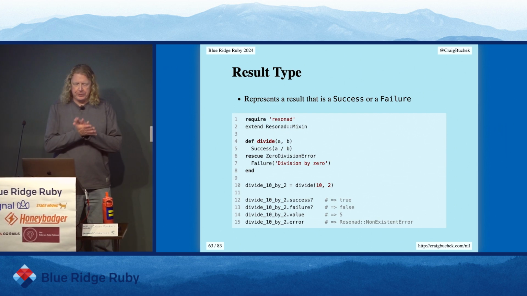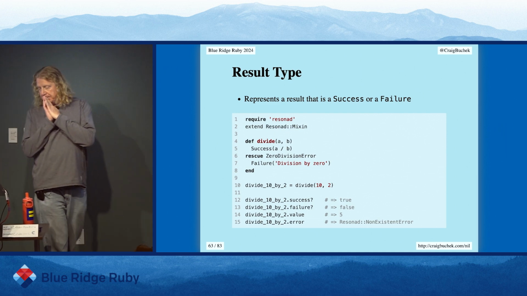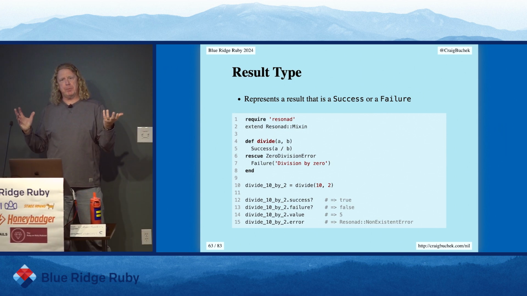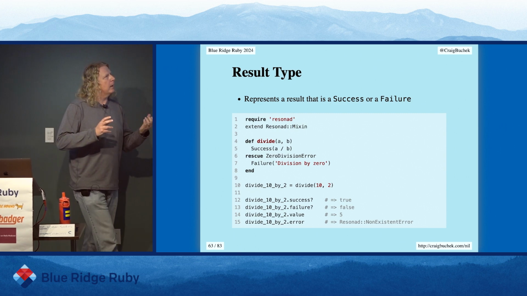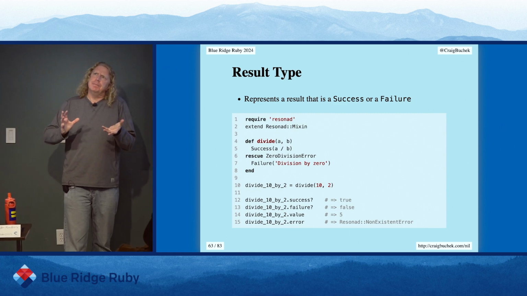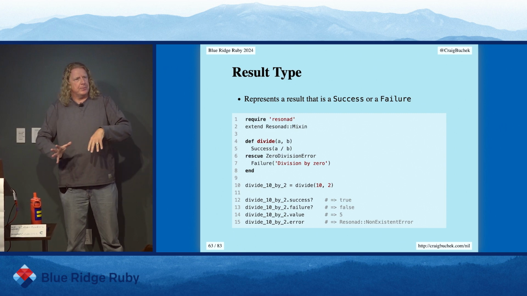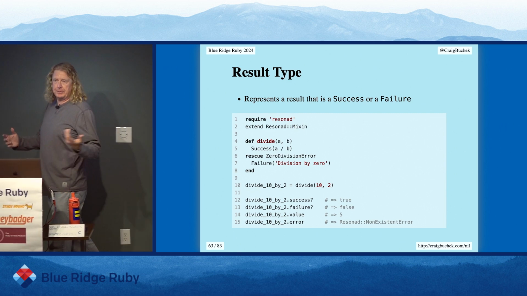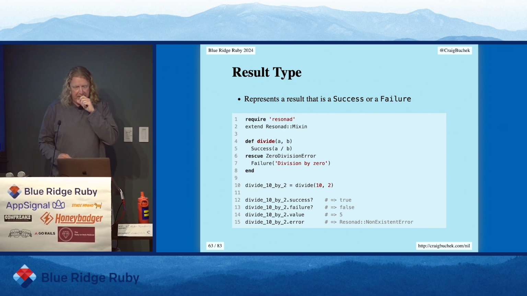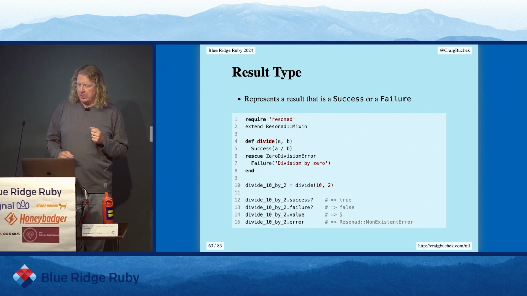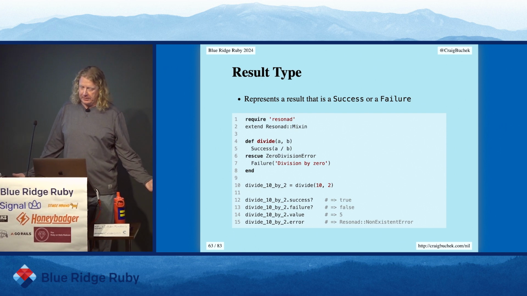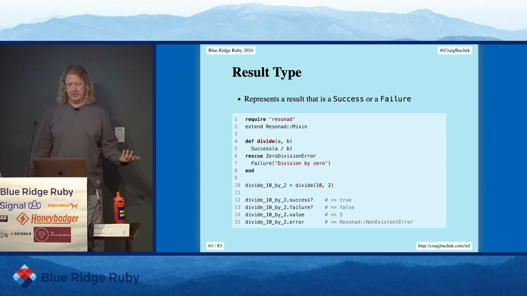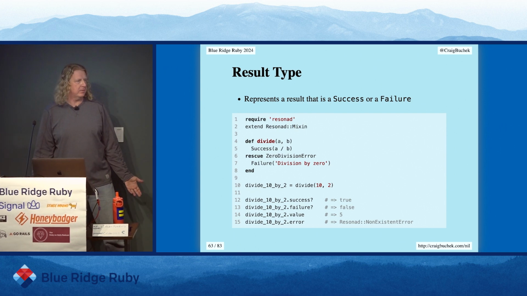All right, so result types. Sometimes we want to wrap a result in some sort of object to make it easier for us to determine if that result was a good result or if it was a failure, if it's success or failure. So this is a gem called resonad, which is result monad, I think. And if we have a success, we can get the value of the result. But we can't get the error message because there is none.